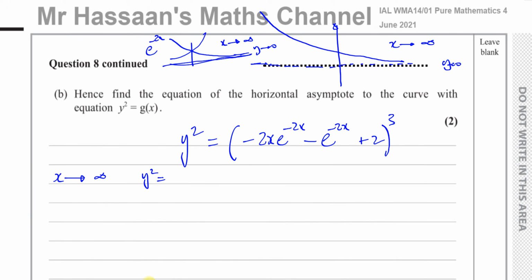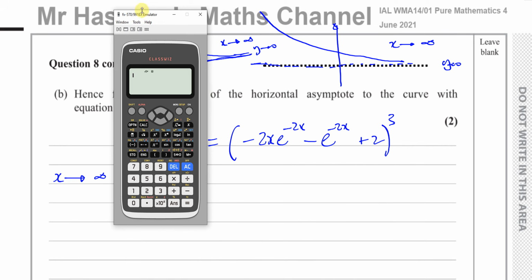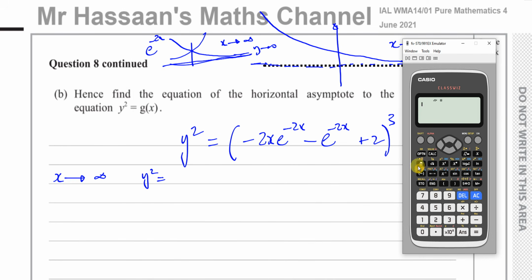One of the ways you can do this is just choose a very large number in your calculator. For example, let's just say a million. That's 1, 2, 3, 4, 5, 6 zeros. I'm going to store that number as A to make it easy. So 1 million is stored as A in my calculator.